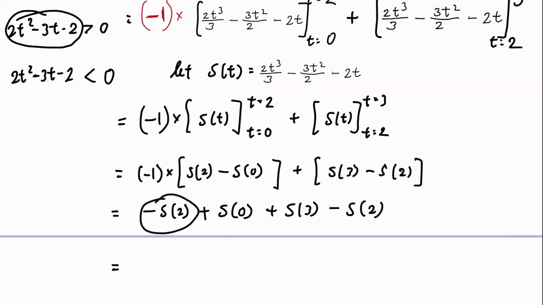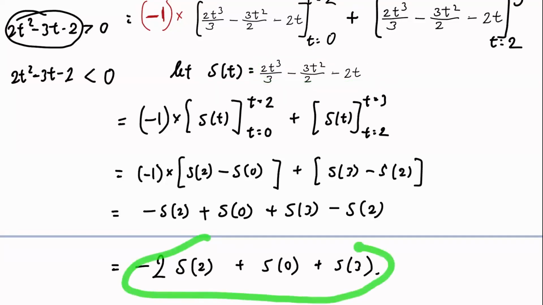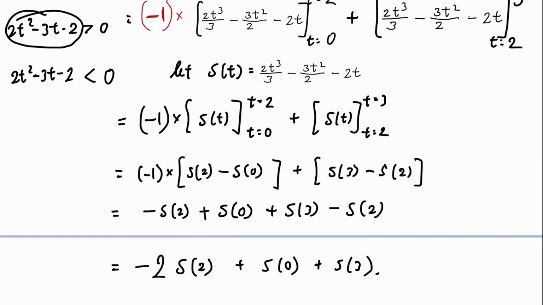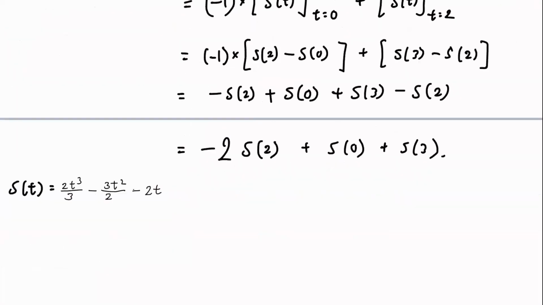So minus s2 gives you -2 copies of s2. So -2 times of s2 plus s0 plus s3. This is just because I'm lazy. I don't want to keep on writing this whole thing, but replacing the t with 2s, with 0s, with 3s, with 2s. Very lazy, very troublesome. So I try to simplify as much as I can. And finally, now really no choice. Then I substitute the t in with whatever value it is into the s of t.